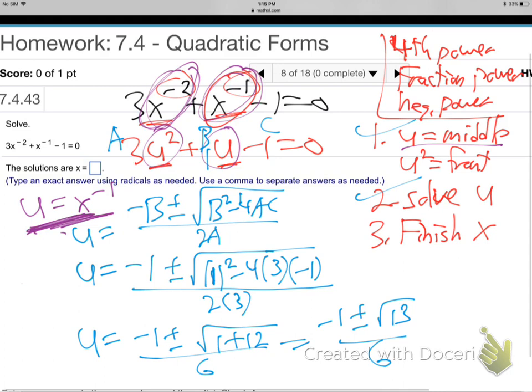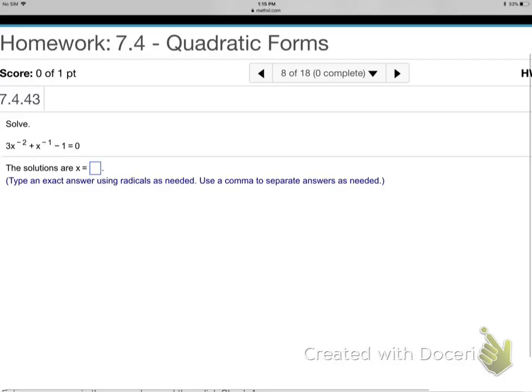I'm going to go to a fresh screen if you're okay to there. So what have I done so far? When you get these negative powers or fourth powers or fraction powers, you always let u be the middle and u to the positive 2 be the front. It'll always be that way. Then you solve the u. I did the quad, so I'm getting my answer for u, but I'm not done yet because I got to go back to the original x, don't I? So let's go to a fresh screen on that one and finish from there.